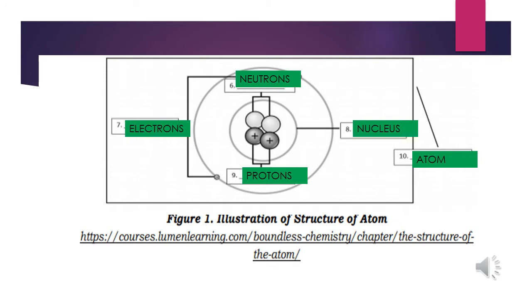Nakuha niyo ba ang tamang sagot? Ang isang atom ay binubuo ng 3 charges. Ito ay ang neutrons, electrons, at protons. Nasa loob ng nucleus ang charges ng neutrons at protons. At nakapalibot naman dito ang electrons. Yan ang mga bumubuo sa isang atom. Sana'y nakuha nyo ang tamang sagot.